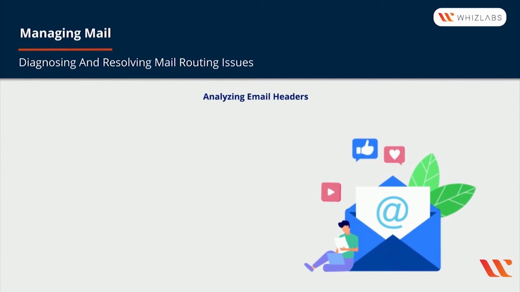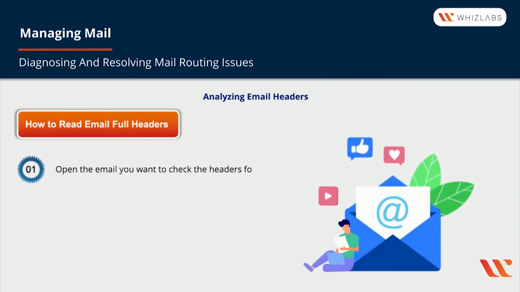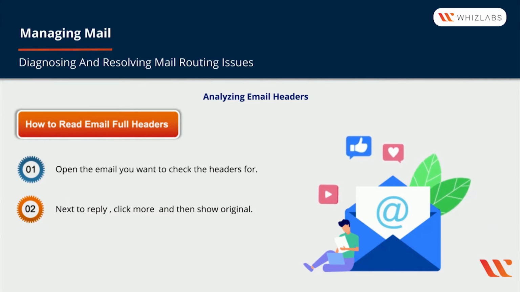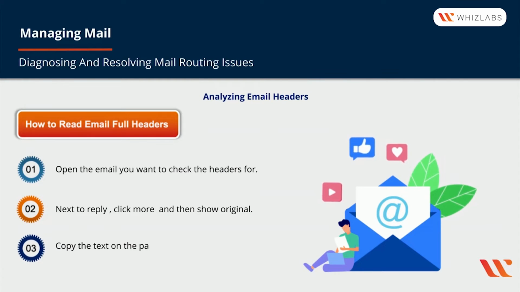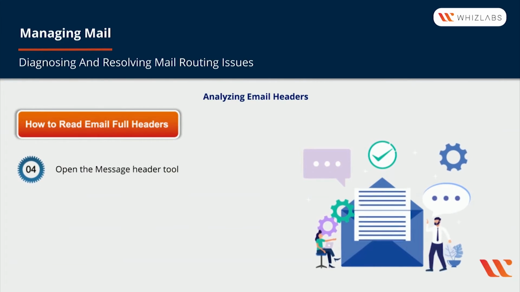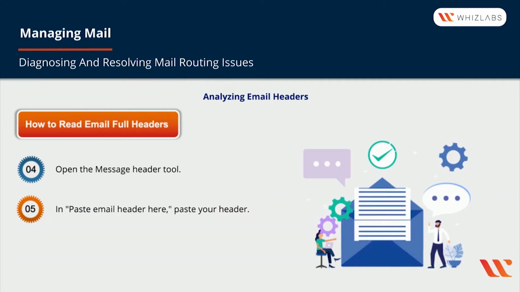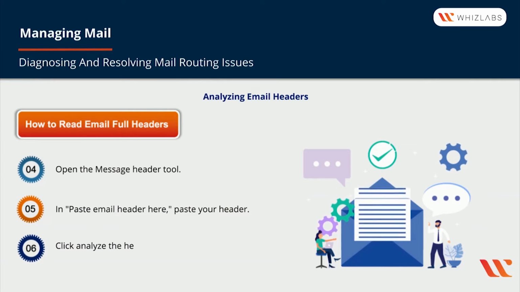Now, you will have to follow a few steps to read the full email headers. The first step is to open the email you want to check the headers for. Next, next to reply, click More and then simply hit Show original. After that, you can copy the text on the page. Then you can open the message header tool. In the paste email header field, paste your header, and finally click Analyze so that your header can be analyzed.